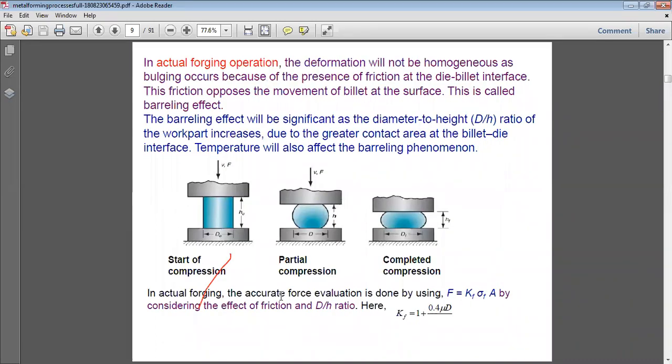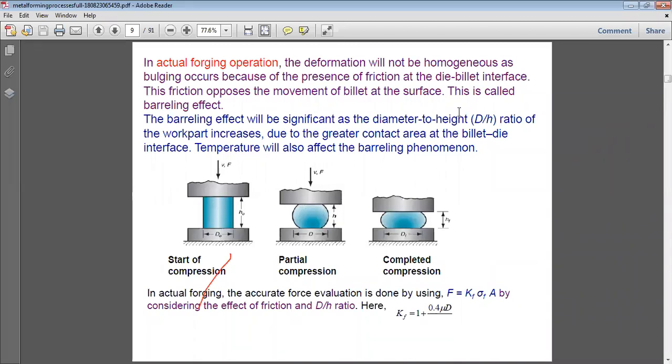In actual forging operation, the deformation will not be homogeneous. We were talking of an ideal case, but the ideal case will not occur because we cannot ignore the presence of friction. When we are talking of actual forging, friction will be present, so there will not be homogeneous deformation.